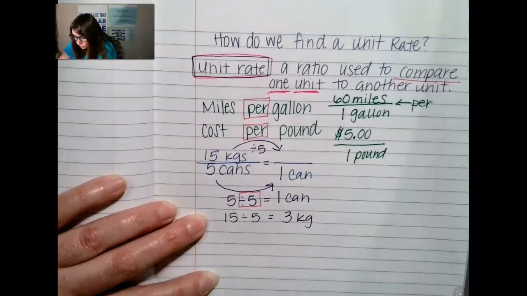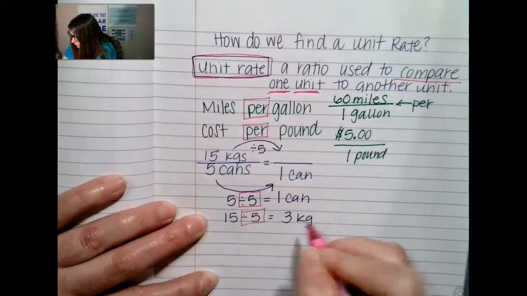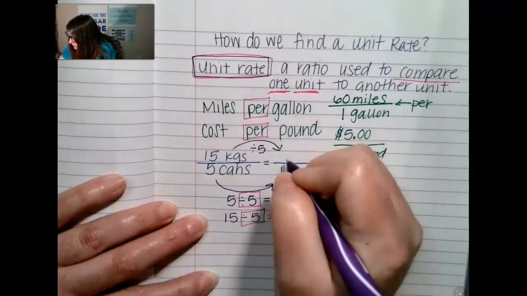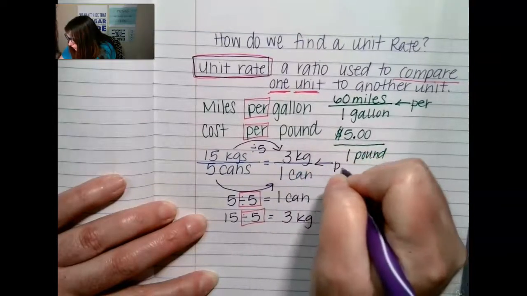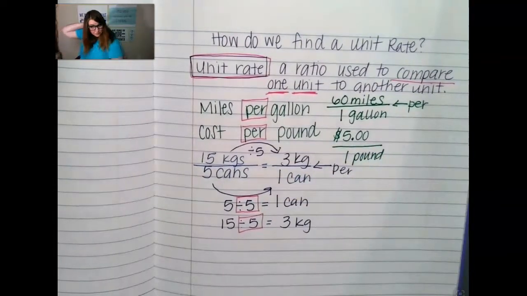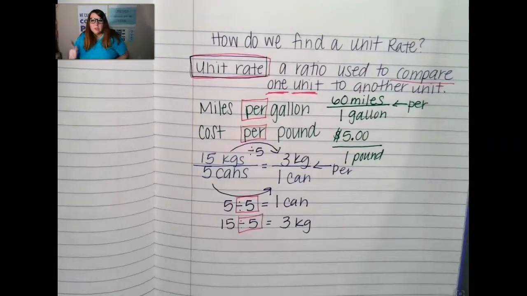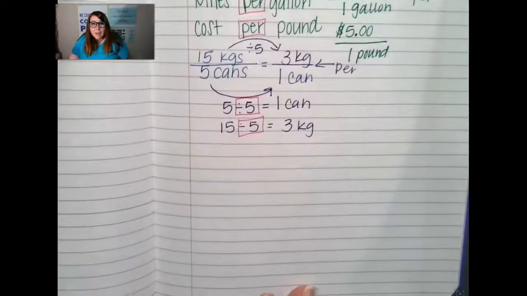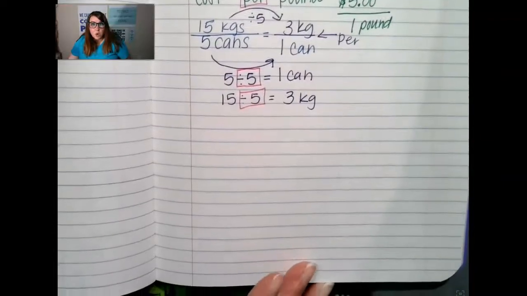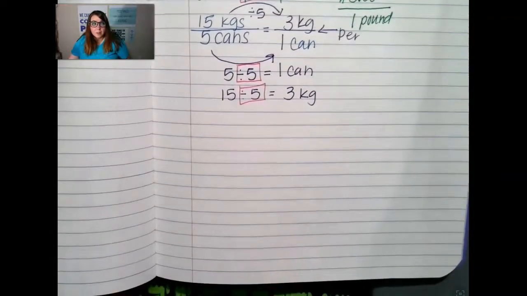So in order to find the weight, it's 3 kilograms per 1 can. So all you're doing now is comparing it to 1 on the bottom. So every time we make an equivalent ratio, we're just finding it so that it compares to 1 on the bottom. Okay, let's do another example.